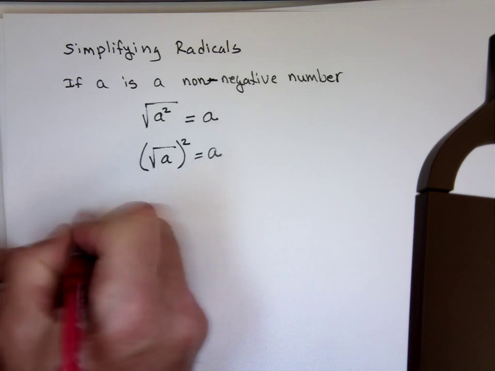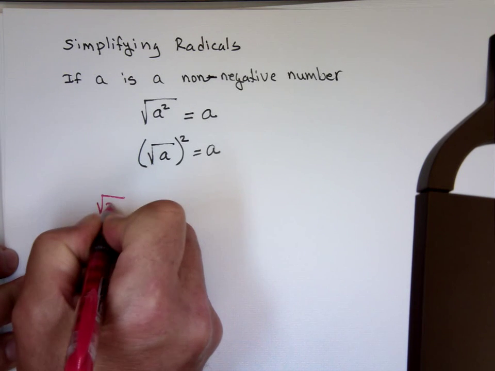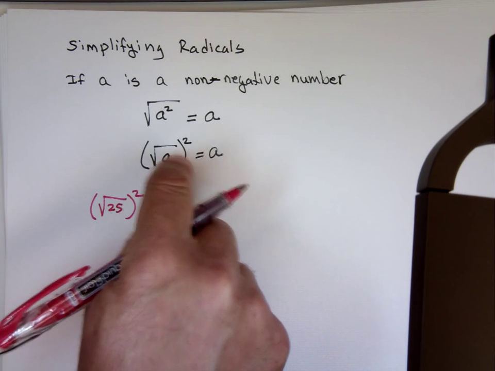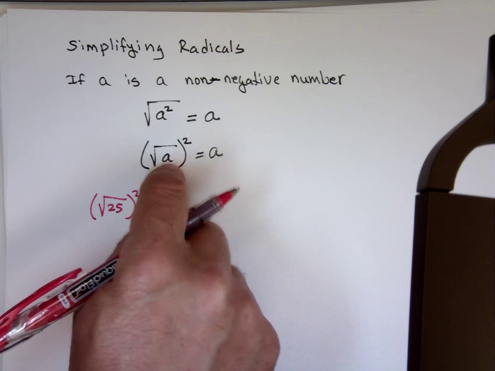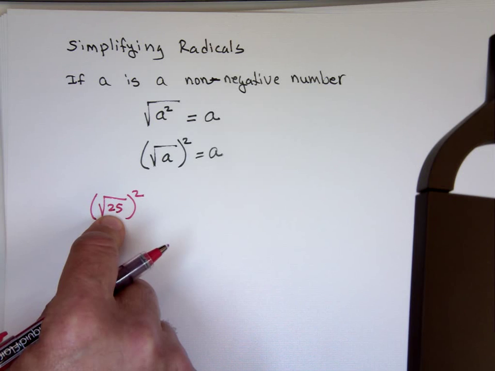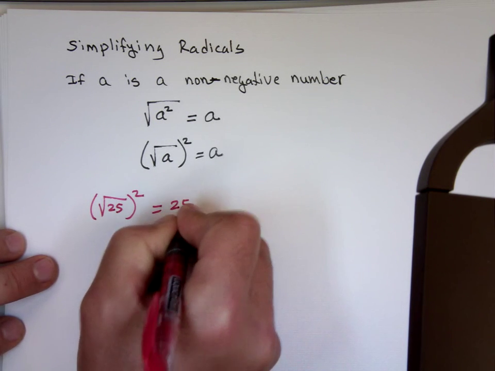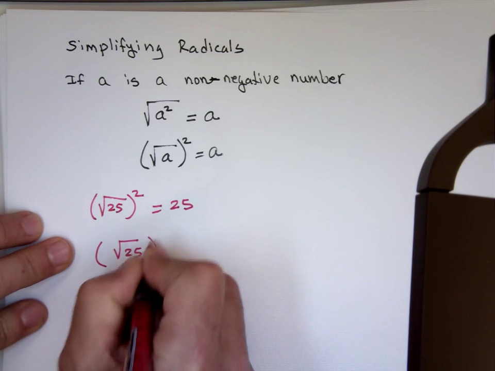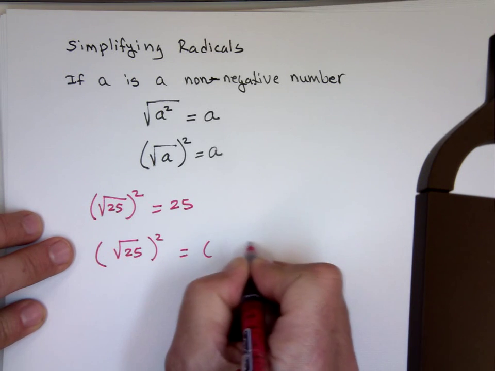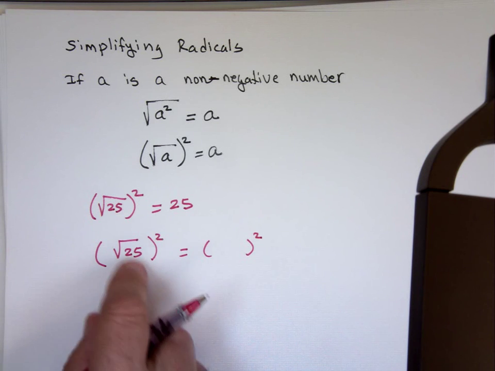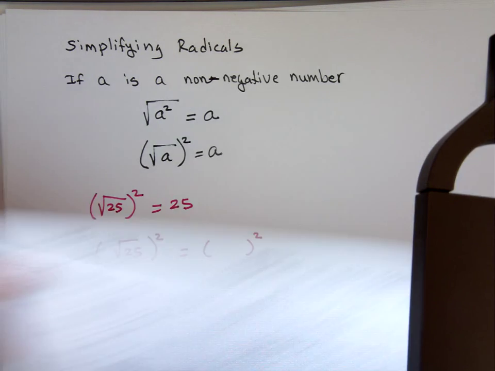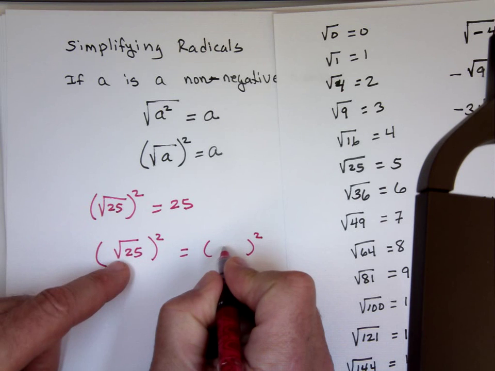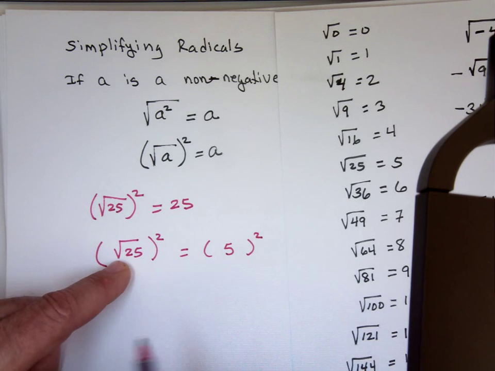So what are some examples here? What is the square root of 25 squared? Using that rule, the result should be 25. If you don't like doing them that way, let's look at it slowly. Let's find the value for what's under the square root. What is the square root of 25? According to this sheet, that's a 5. So if I replace the square root of 25 with 5, what is 5 squared equal to? That is a 25.